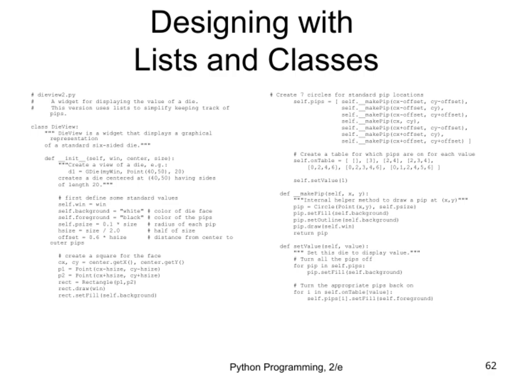By organizing the pips into lists and using a table to map values to patterns, this design simplifies the process of updating the die face. It's a clear example of how using lists and classes can make your code more modular and easier to manage, especially in graphical applications like this.